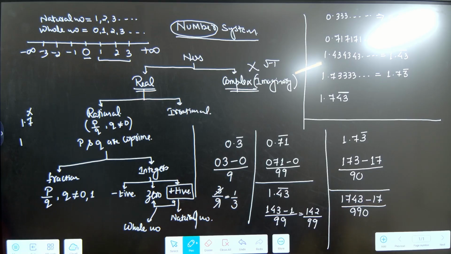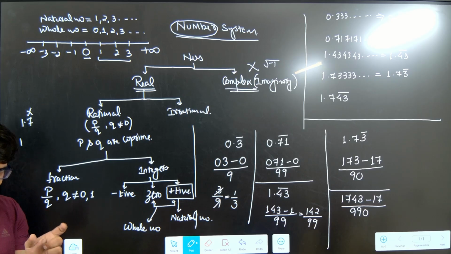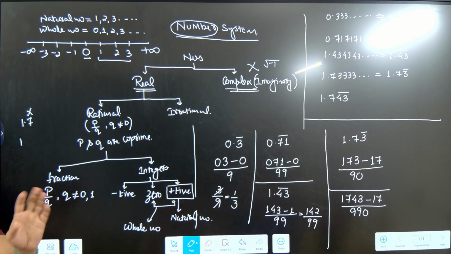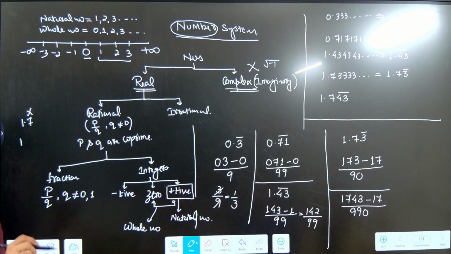Now tell me, when you write the first 100 whole numbers, how many times are you going to write 0? Let's say you are going to write 0 at 10, at 20, at 30. So when you write the first 100 whole numbers, how many times do you have to write 0? Think about it. 100 times?